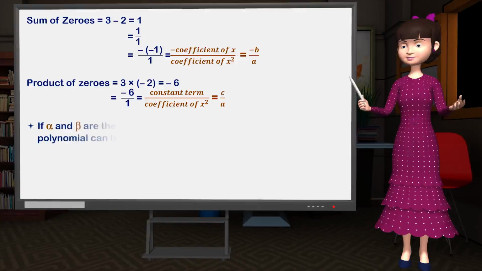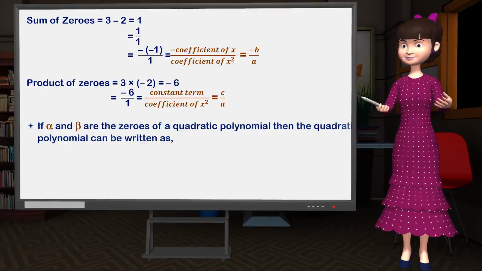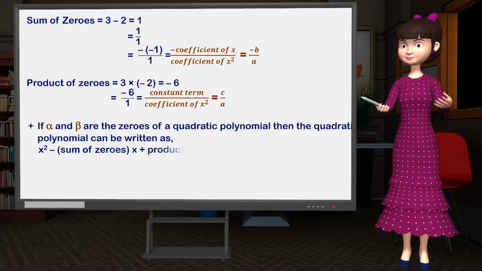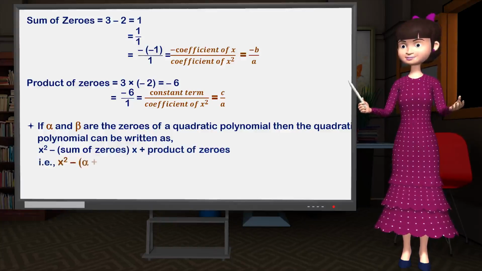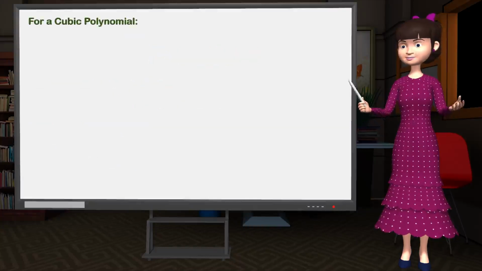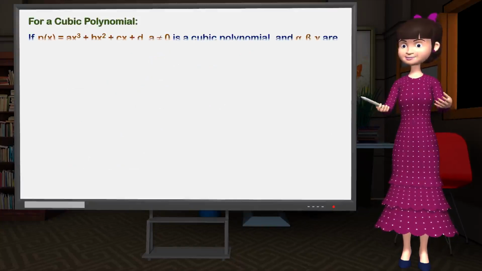If alpha and beta are the zeros of a quadratic polynomial, then the quadratic polynomial can be written as x square minus sum of zeros into x plus product of zeros, that is x square minus alpha plus beta into x plus alpha beta.